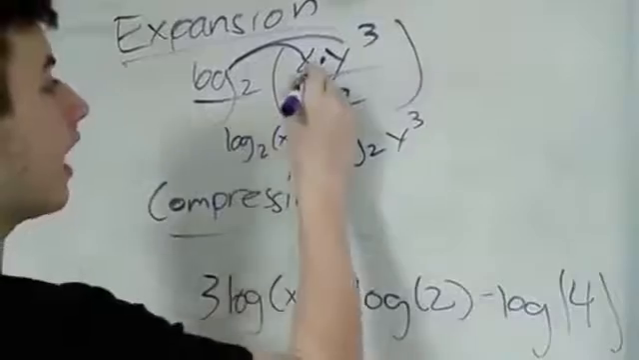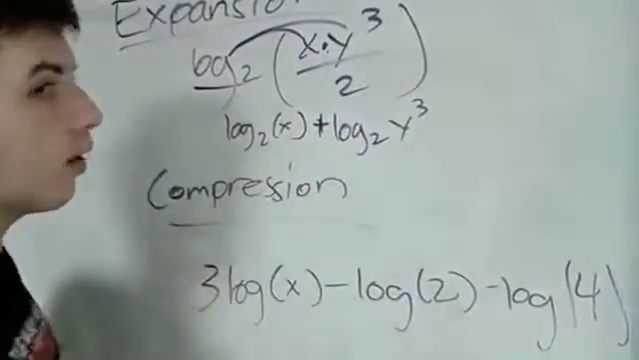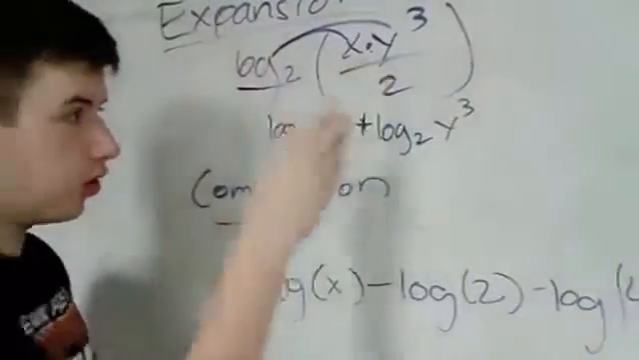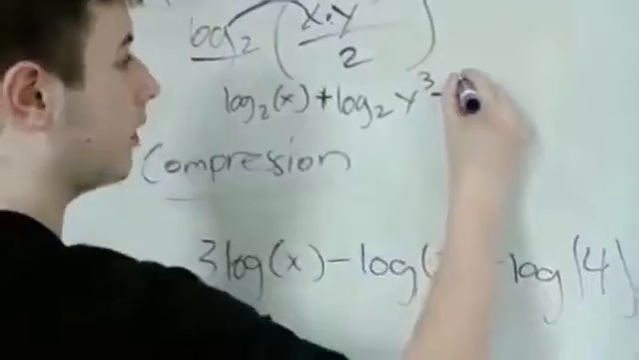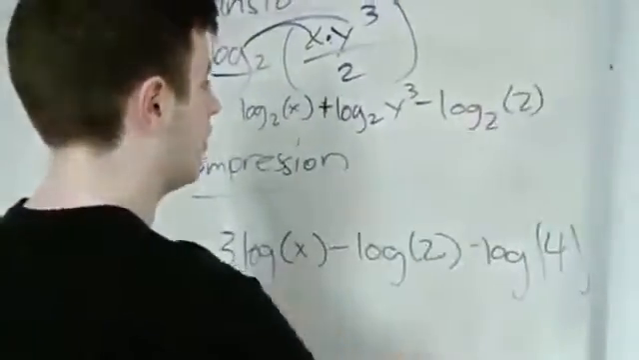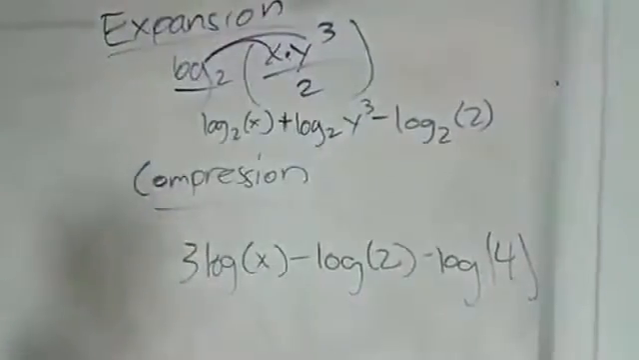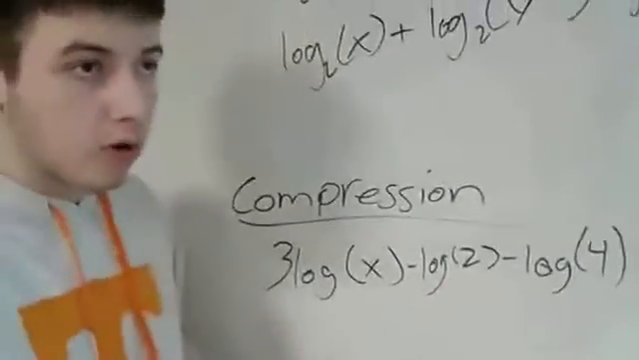And remember when I said that the multiplication up here, when written out, will be addition? Well, in division, the 2 will be subtracted from these numbers back here, so that will be minus log 2, and that's expansion. What we're going to do for compression is exactly the opposite of what we were doing for expansion. Instead of expanding an already compressed logarithm, we are compressing an already expanded logarithm.